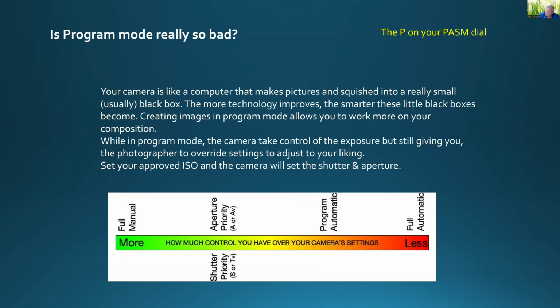But in program mode, you basically set the ISO, which a lot of people will leave between 100 and 400, maybe up to 800, and then the camera will take care of your shutter and aperture. In the case with Pat and I, we were outside, so an ISO of 100 is plenty fine, and the camera did the rest of the work for us.